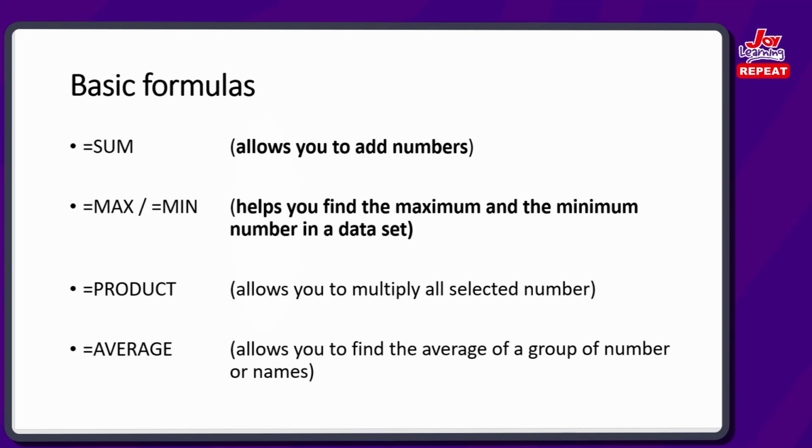Then we have product. I know product shouldn't be any problem for you, because everyone understands what product is. But if you don't understand product, product simply means multiplication. There is a symbol for multiplication, and that is what we call asterisk. So we'll be looking at asterisk as multiplication. Then we have average. We all know what average is. So when you use equal to average, it helps you find the average of a group or a selected group of numbers.